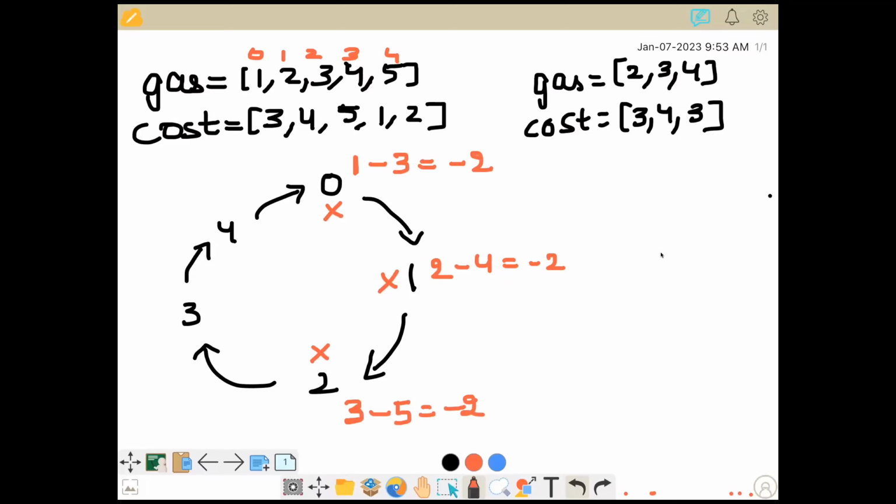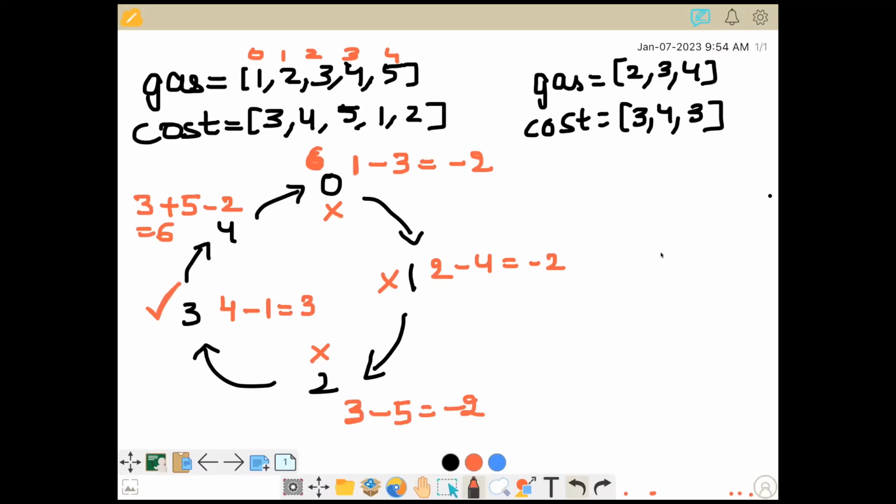Now let's come to the third gas station. At the third gas station, initially we fill 4 gas points and we require 1 gas point to move to the next station. Since we have enough gas points to move to the next station, we go to the fourth station with 3 gas points. And now we fill up 5 gas points and we require 2 gas points to move to the next position, which means 8 minus 2, 6. So here we still have 6 gas points. So 3 will be our answer.